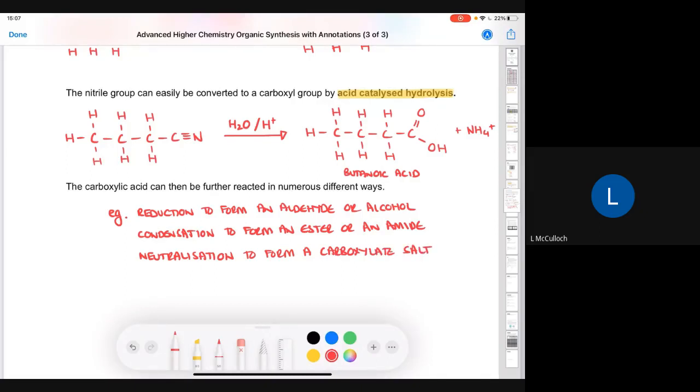So once you've got to a carboxylic acid, there's loads and loads of different things that we can then do in terms of reacting that carboxylic acid. The key thing is we have increased the number of carbon atoms in our chain by doing the nucleophilic substitution to form that nitrile. Nitriles themselves, not particularly useful. We can really only do one reaction with them, and that's your acid catalyzed hydrolysis. Again, I'll give you a couple minutes just to make sure you've got that information in.